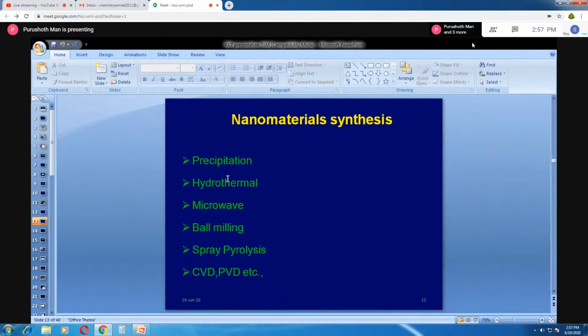So these are very basic and simple methods of preparing nanomaterials: precipitation method, hydrothermal, and microwave methods. I think these are very simple methods we can easily set up in our UG or PG laboratories. Then there are ball milling, spray pyrolysis, chemical vapor deposition, physical vapor deposition. There are a number of methods available for nanomaterials. Very simple and cost-effective methods from our side are precipitation, hydrothermal, and microwave.